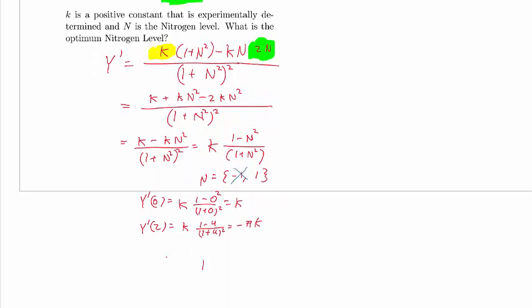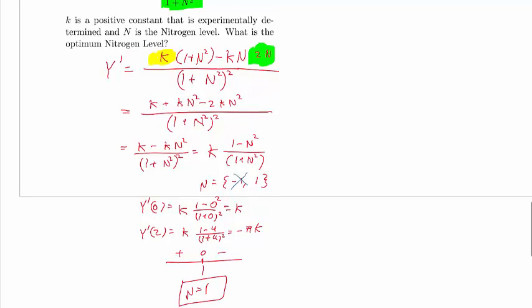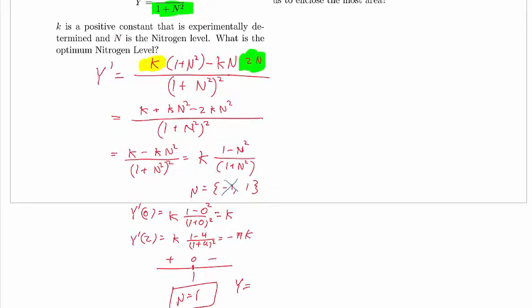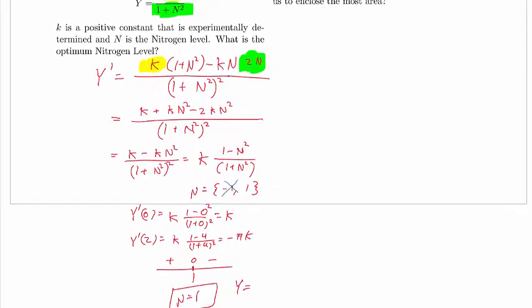Because there's 1, the derivative is positive before, negative after, and equals 0 right there, right? We got our min. And so the optimal nitrogen level is n equals 1. And your crop yield that you can expect, just plug 1 in. That's going to be k times 1 over 1 plus 1 squared, so it would be k divided by 2. Right? That would be your optimum crop yield.